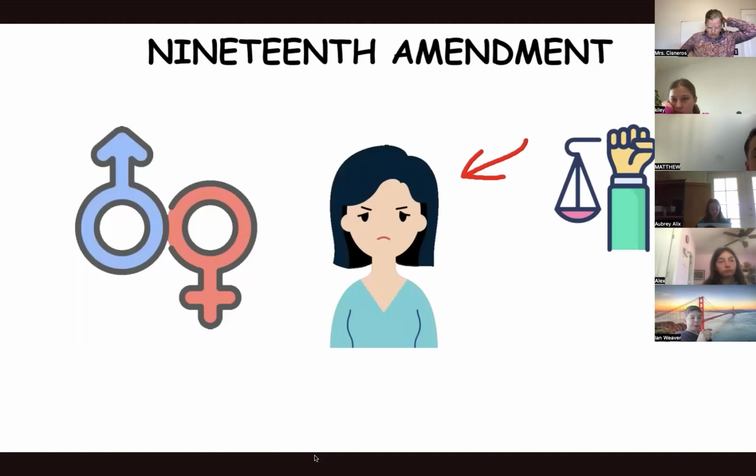23rd Amendment grants residents of Washington, D.C. the right to vote in presidential elections, addressing the lack of representation for the district's residents and moving towards greater democratic participation. 24th Amendment prohibits poll taxes in federal elections, eliminating a barrier to voting for low-income individuals and advancing civil rights by ensuring that the right to vote cannot be conditioned on economic status.